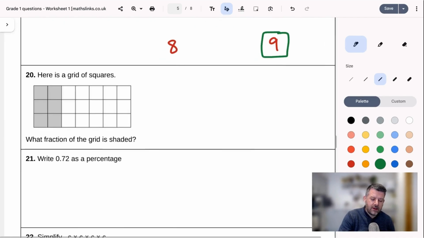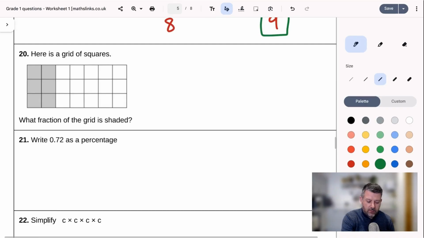Here is a grid. What fraction of the grid is shaded? Well, I can see 1, 2, 3, 4, 5, 6 squares.